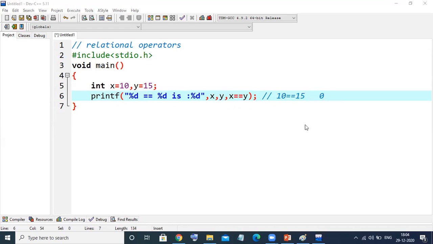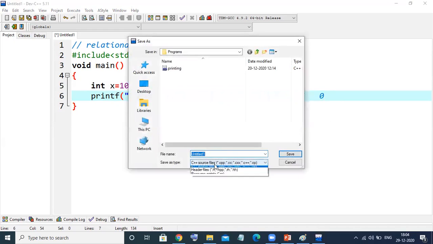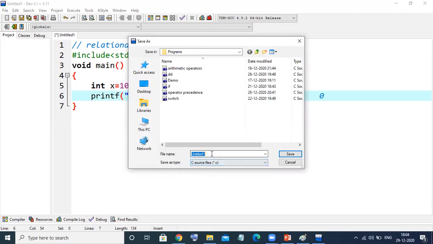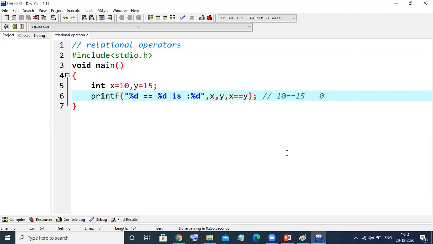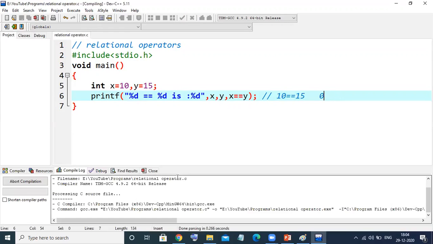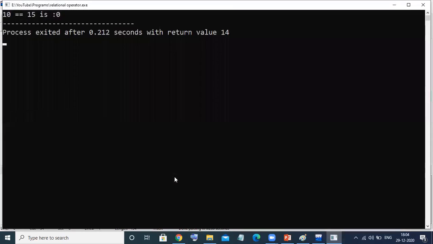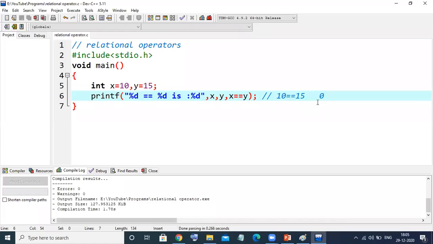So shall we check the output? Let's go. Before that, I need to save this program first. I'll write here relational operator. That's it. See the output now. Compiled, executed, and you can check the result is 0. 0 means the condition is false. The relational operator is returning false, because they are not equal.